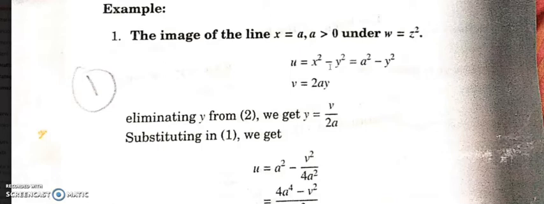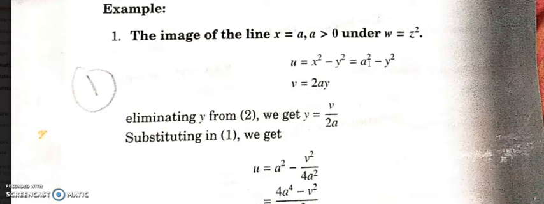So a square minus y square. We get U is equal to a square minus y square and V is equal to 2ay, because x is a, we substitute it. Now we name these equation 1 and equation 2, eliminating y from 2. So from 2 we get y is equal to V by 2a. Now substitute this in equation 1.